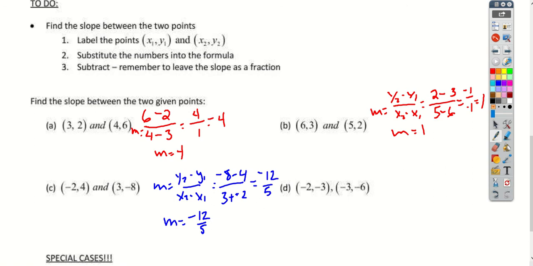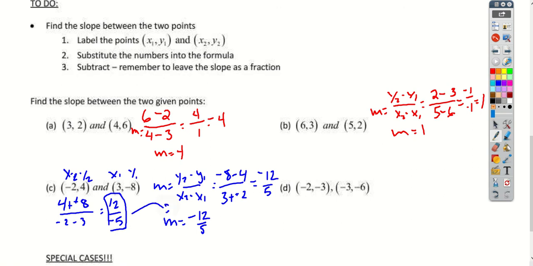Okay, now, would it matter if we switch the coordinates around? Would it matter if we consider this to be x2 and y2? Does it change our slope? And the answer is no. So if you did it this way, you would do 4 minus negative 8, over, and now we do the x's. So we would be doing x2, which is negative 2 minus 3. So in this part, we turn the 12 positive, but now the 5 is negative. And it's still a negative 12 over 5.